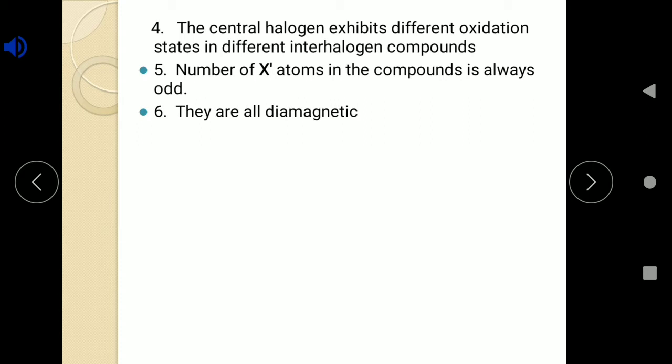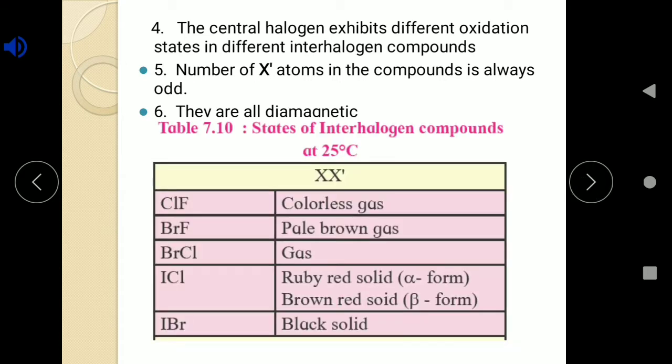All are diamagnetic. When an interhalogen compound forms, all the unpaired electrons will be paired and that means they become diamagnetic. So these are the general characteristics of interhalogen compounds.